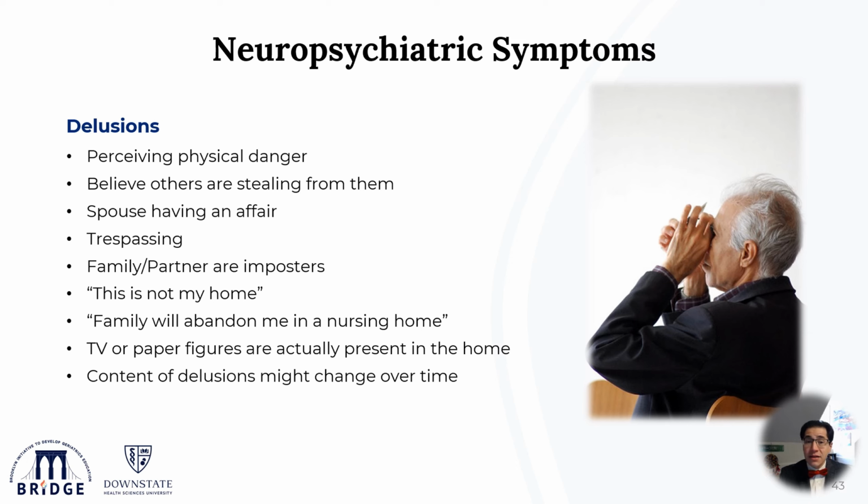They may start thinking that family and their partner are actually imposters. Or, this is not my home, I need to go home, when he's actually at his residence. They may think that family will just abandon them and leave them in a nursing home and walk away. And sometimes they may start believing that the TV characters or the ones that you see in the newspapers are actual figures living or existing in their own physical space. And that could be also enhanced by how high definition the TVs have been recently.